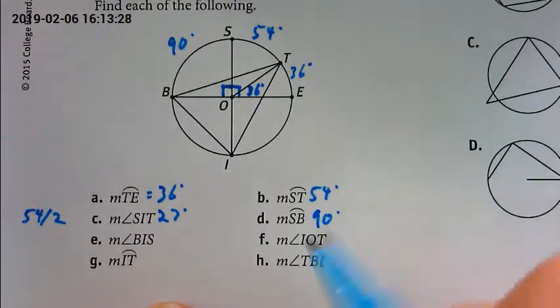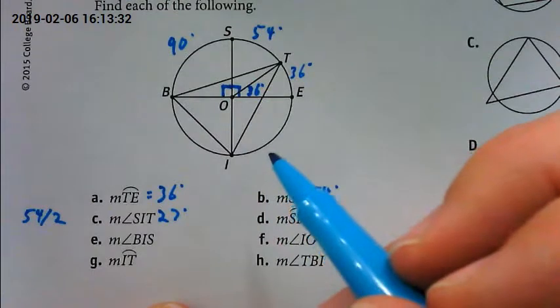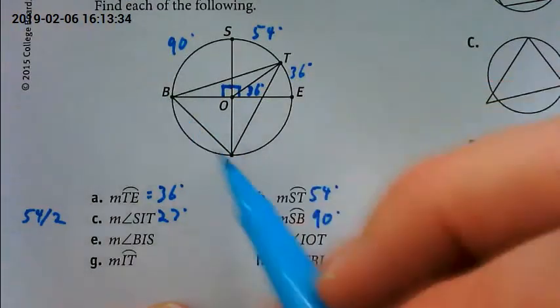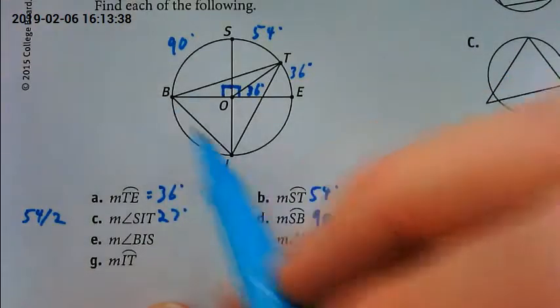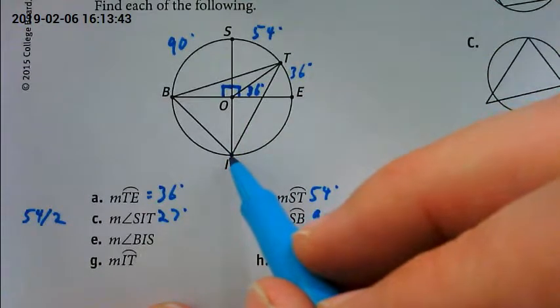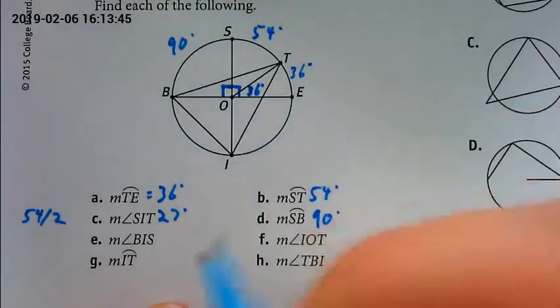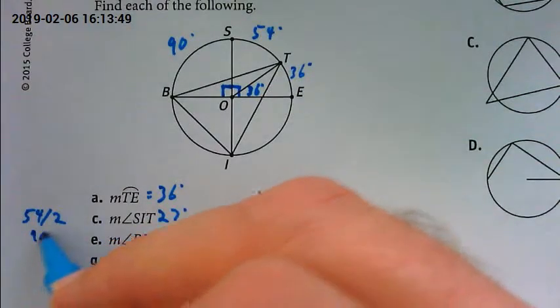All right? BIS. So angle BIS. Well, careful. BIS is 45. Half, right? This one now is an inscribed angle. It is on the circle. Any angle on the circle is half its intercepted arc. So we had to do the 90 divided by 2.